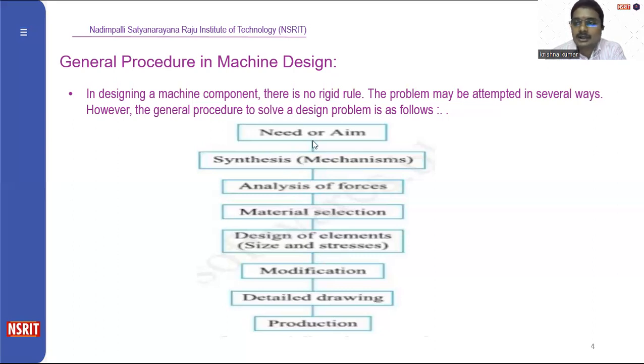The steps are given in a flow chart, so we will go through them. Need or aim means that whenever we start any design, we should have a problem statement or problem identification, what is really happening and what solution should be developed in the later stages. We have to get clarity, and that is the aim of our design. Next is synthesis, which is what type of mechanisms we are going to use and how we are going to make the previous things simpler.